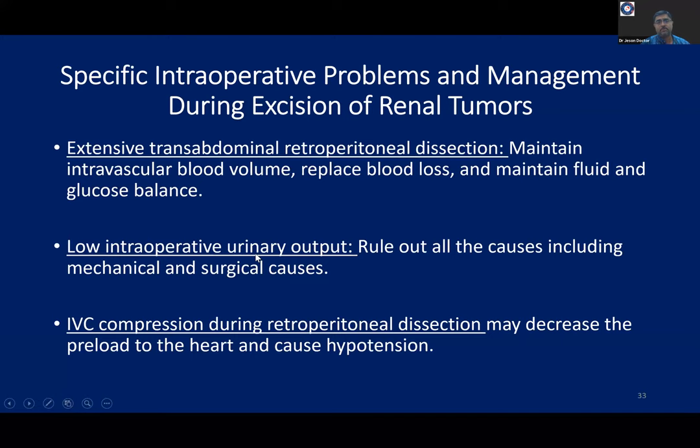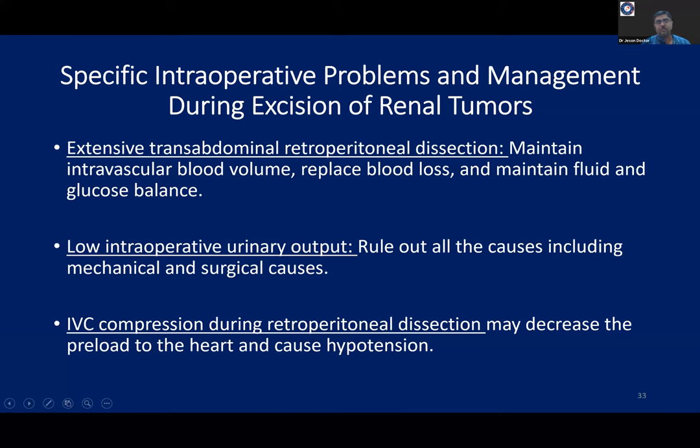So these are some of the causes that you should rule out, but you should aim for a urine output of at least 0.5 to 1 ml per kilo, and maintain the intravascular volume and the blood pressure as close to preoperative levels as possible. Again, when they are doing an IVC cavotomy, they can cross clamp the cava or open the IVC, and they can have IVC compression that may decrease the preload to the heart and cause hypotension. So that needs to be watched for.